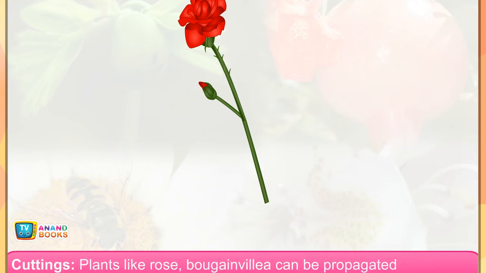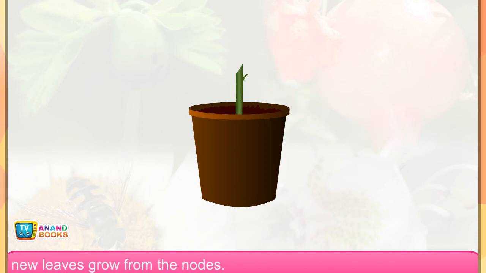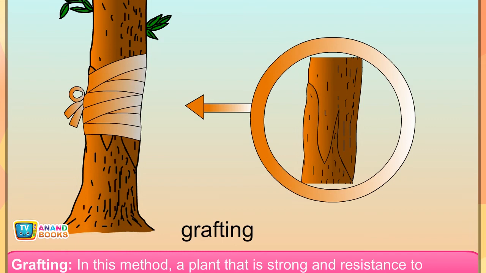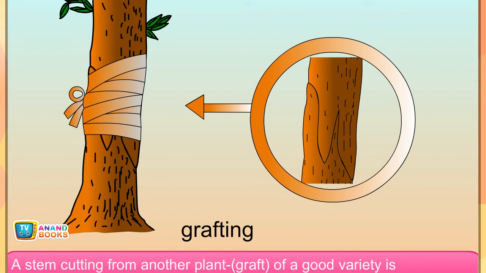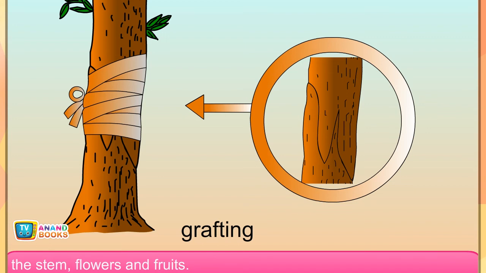Some methods are cuttings. Plants like rose, bougainvillea can be propagated through cutting from their stem. When cutting is buried in the soil, new leaves grow from the nodes. Grafting. In this method, a plant that is strong and resistant to disease is taken as the base plant. It is called the stalk. A stem cutting from another plant, the graft of a good variety, is inserted on the stem of the stalk through a small incision. The graft and the stalk are firmly bound together. In a few weeks, both parts fuse. The stalk provides the root system and the graft provides the stem, flowers, and fruits.